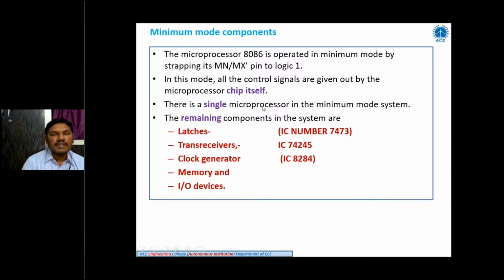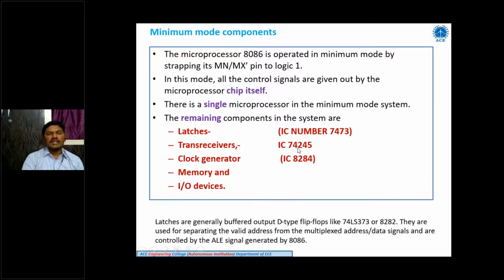There is a single processor, and along with the 8086, we have these components on the motherboard itself. We need latches, transceivers, a clock generator, and memory or I/O devices. And these devices only can give the input and can store the output. So we need I/O and memory devices.